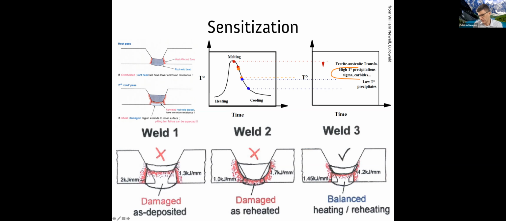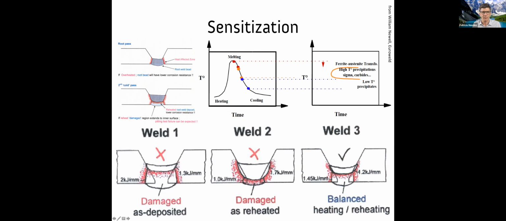But it says, okay, how about if we do a balance in which we make a root as small as we can, but effective, and then a next pass, a cold pass as small as we can, but effective, and then we keep building. And sensitization is much less important in the filler passes than it is at the root and sometimes at the cap.